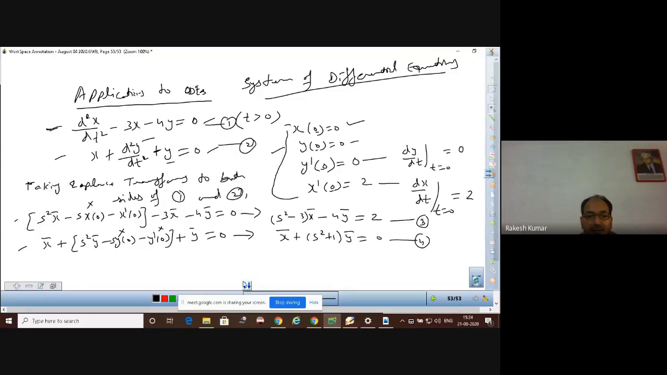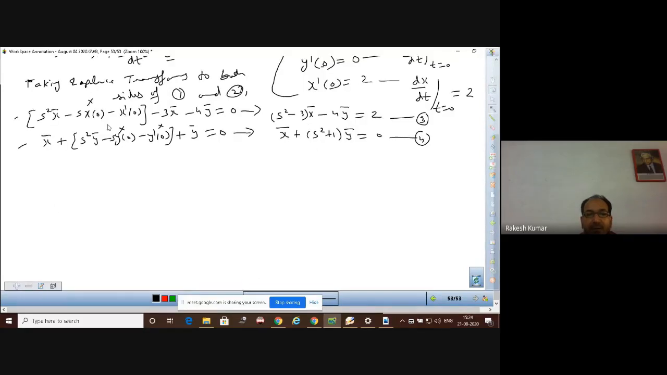Now from 3 and 4, you need to eliminate a variable. First of all, eliminate one variable and find the value of the other. So these two equations are in x bar and y bar. So you can operate. Let us eliminate y bar first. So operate equation number 3 into s square plus 1, plus equation number 4 into 4.